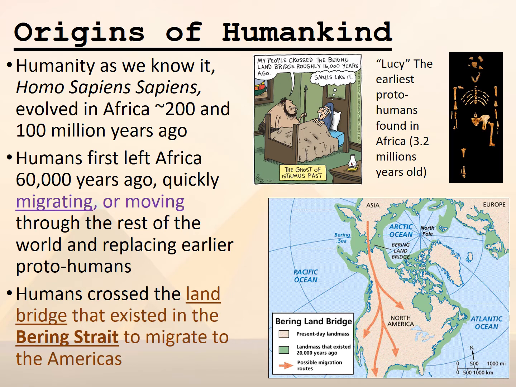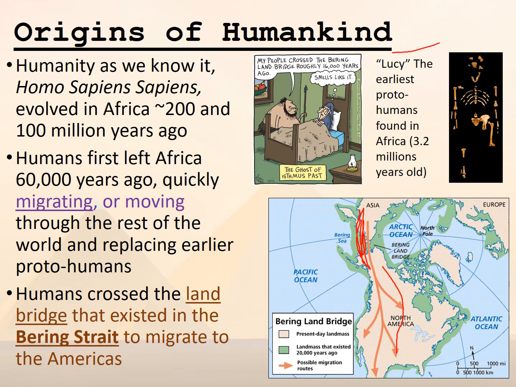And eventually we even began to cross the land bridge that existed between Asia and Alaska while glaciers were holding a lot of the seawater. And that's how humans got to North and South America. So that is basically how we spread as a species.